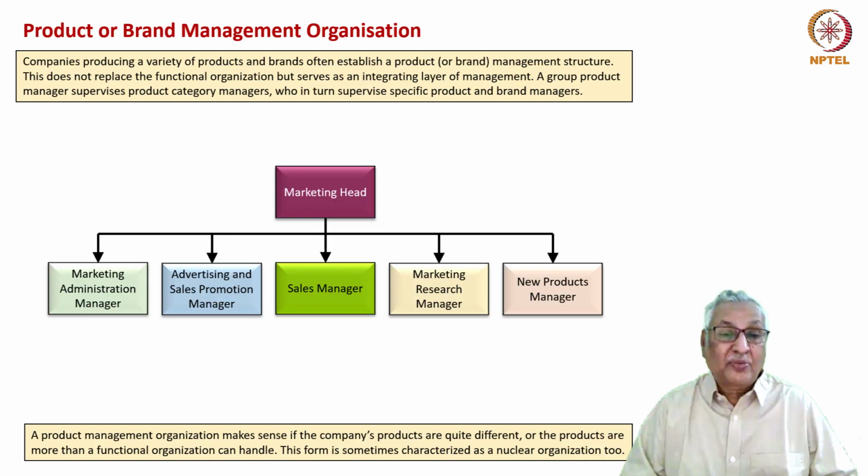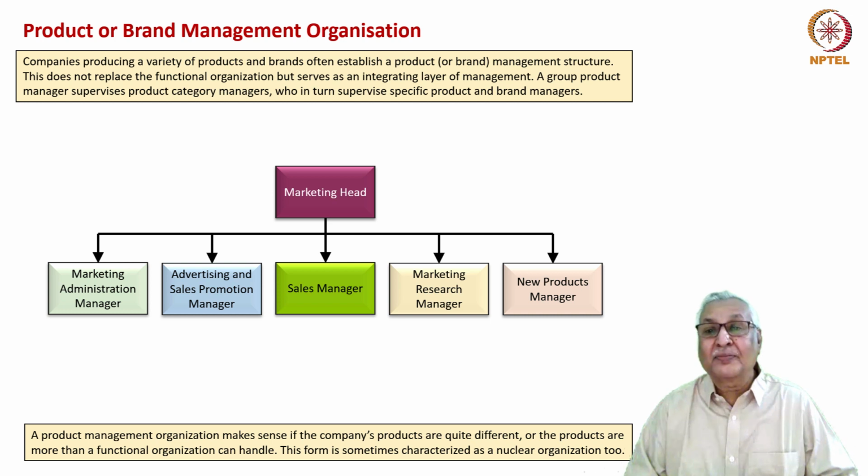We can have a product or brand managed organization, which would be much more effective than the types of organizations I have talked about earlier, because product management is an integrated view of all the activities that are required to make a product journey perfect. Companies producing a variety of products and brands therefore often establish a product or brand management structure. This does not replace the functional organization but serves as an integrating layer of management. A group product manager supervises several product category managers, who in turn supervise specific product and brand managers.